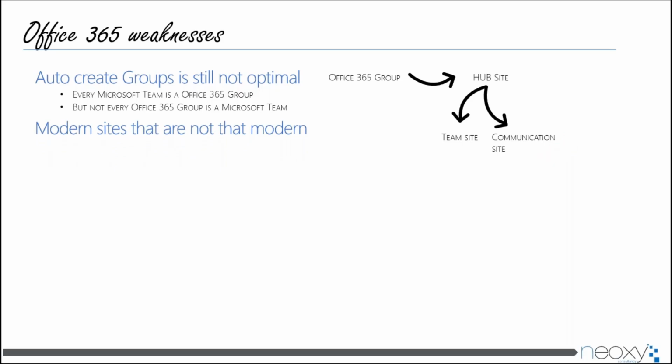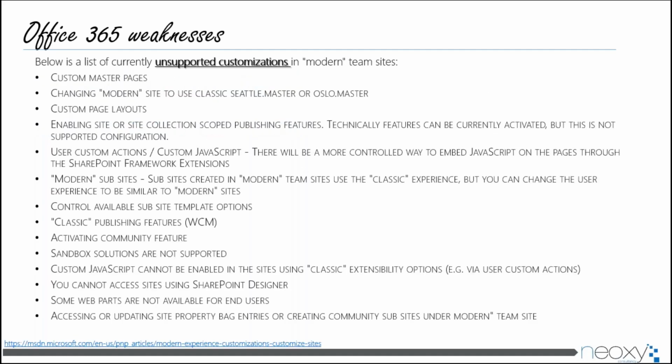Modern sites, we love talking about modern. Every new feature in Office 365 is called modern, but not everything is that modern in Office 365. This is a list of what is not modern in Office 365. You can see the unsupported customizations like custom master pages, changing modern sites to use classic, custom page layouts, classic publishing features, etc., etc. I have put the link at the bottom.